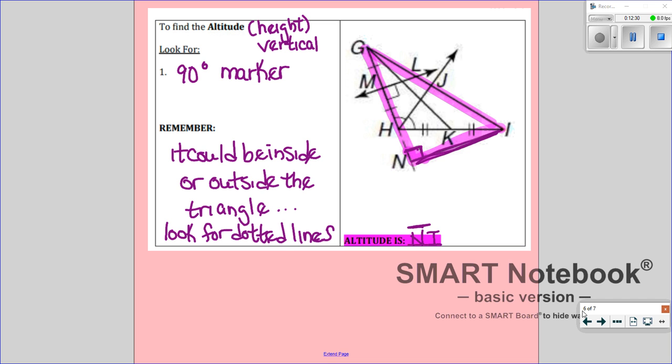Alright, so that is a whole wrap-up of what you've learned about special segments and trying to find them in a diagram. Alright, so this ends our little segment.